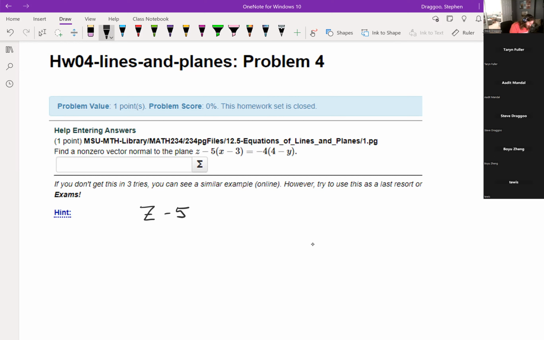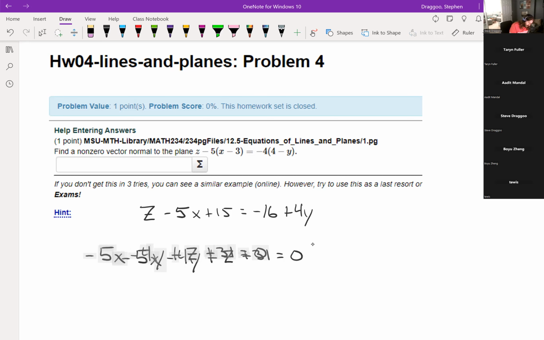We're going to get -5x plus 15 equals -16 plus 4y. And then I'm going to bring everything over onto one side. And I'll also arrange it so that x is first, then y, then z. So bringing everything to the left side, -5x minus 4y plus z plus 31 is equal to 0. Let's keep our equal sign in the same spot.